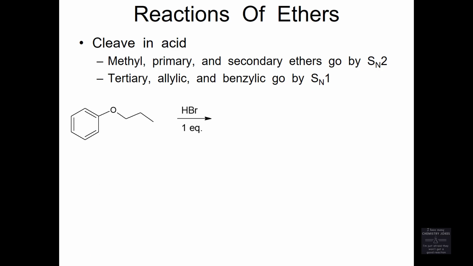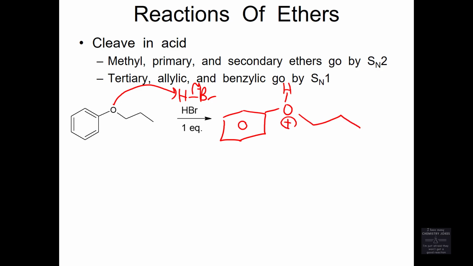Well, first of all, we have an acid. We have a bad leaving group. Let's protonate to make a better leaving group, like so. OH plus. From here, you have a decision to make. We need to consider both sides of the ether and see what each side would say to do.